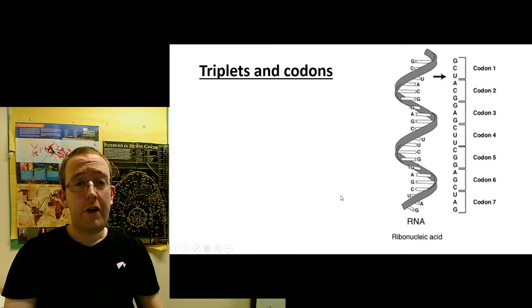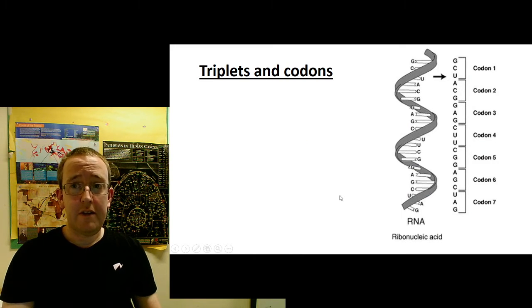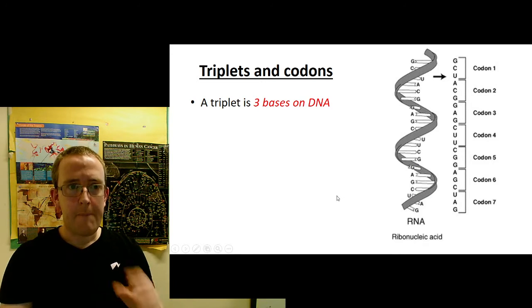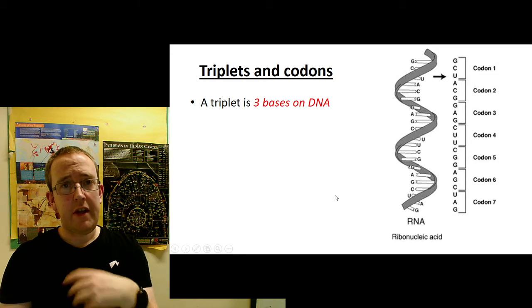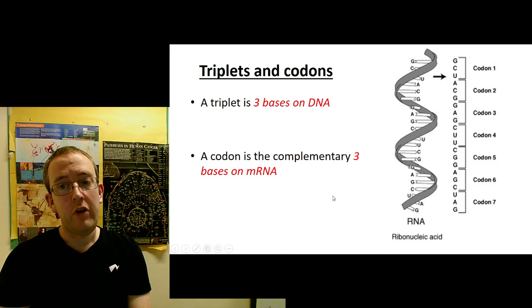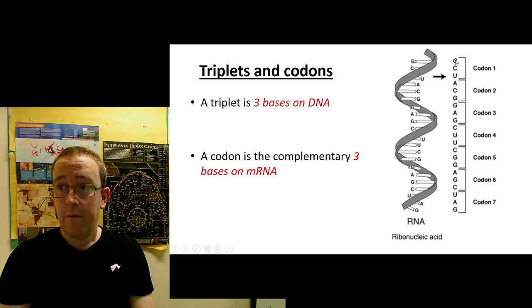So let's define a few more terms in this lesson. Triplets and codons, what we mean by the two. The difference is subtle, but it's there. A triplet, we say, is 3 bases, usually the term we use for 3 bases on DNA, and a codon is those 3 complementary bases on RNA. So as you can see here, you've got the RNA there, the sequence coming down. So GCU is 1 codon. ACG is the second codon. GAG is the third codon, and so on and so forth.